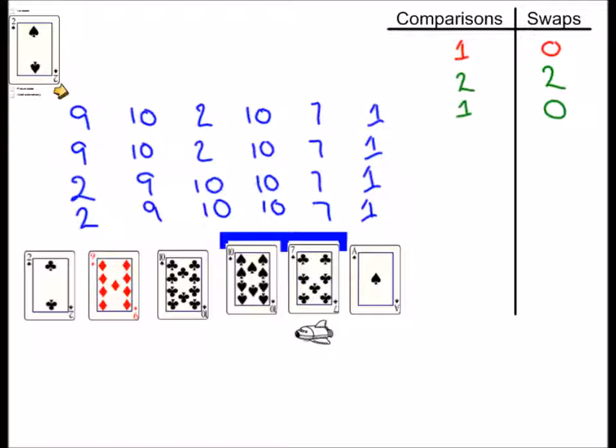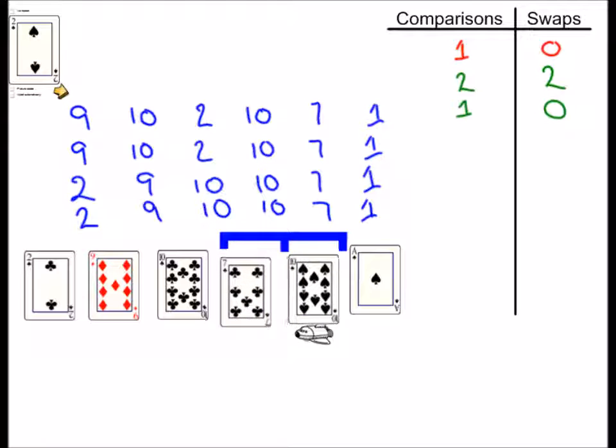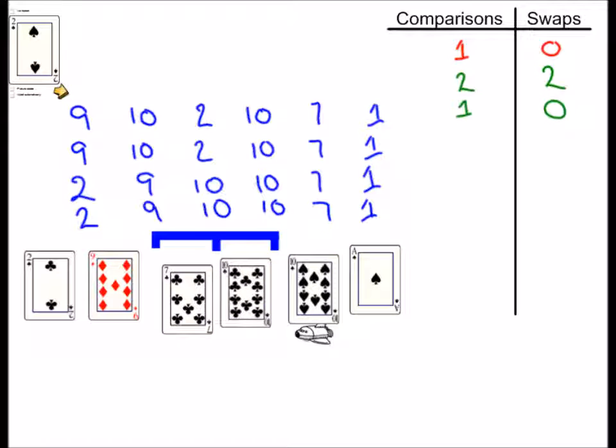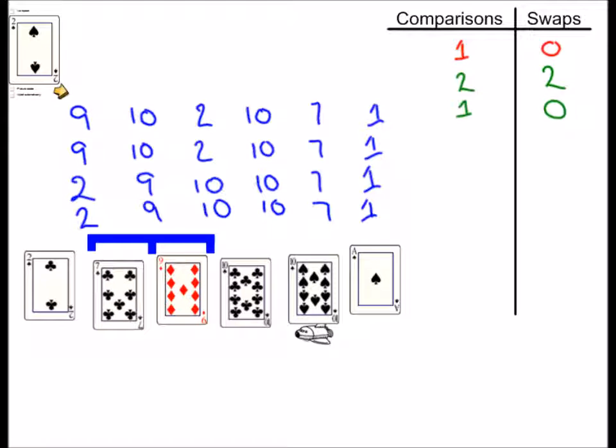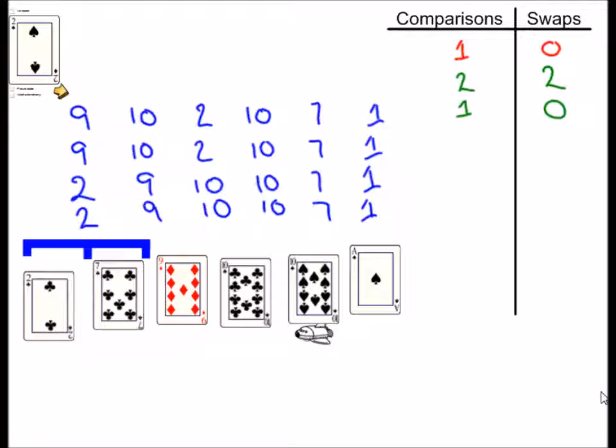So now I'm going to compare my 7 and my 10. I do need to swap them. I'm going to compare my 7 and my 10 again. I do need to swap them. I'm going to compare my 7 and my 9, and I do need to swap them. I'm going to compare my 7 and my 2, and I don't need to swap them. So let's write out that pass. So we get 2, 7, 9, 10, 10, 1.